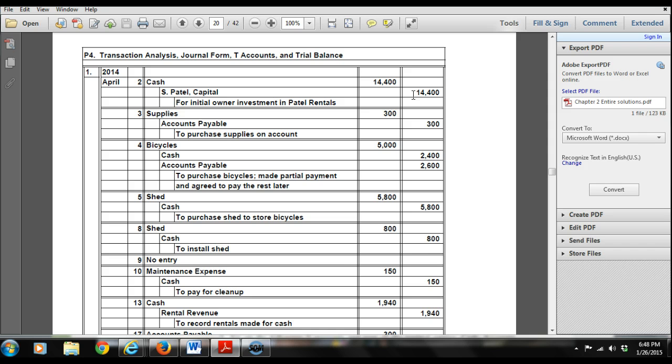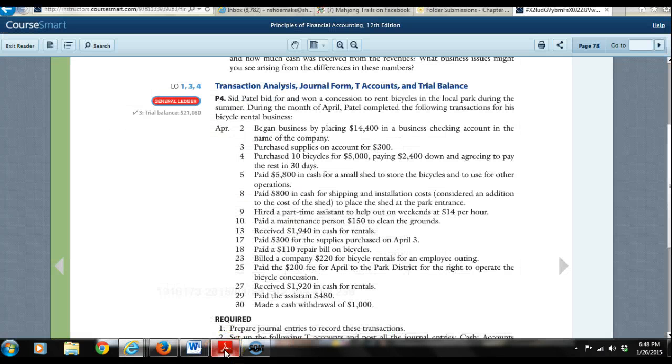Now, it's important to note that it is required to have an explanation. So as you can see with this explanation, it shows for initial owner investment in Patel Rentals. So that is the first journal entry we're going to make. The second, on April 3rd, we purchased supplies on account for $300. So if we think of what has increased here, our supplies have increased for $300.